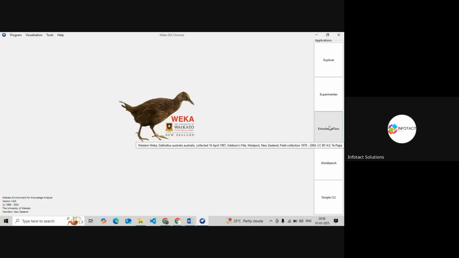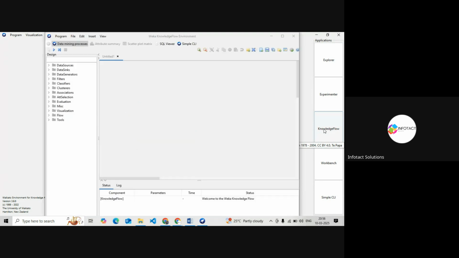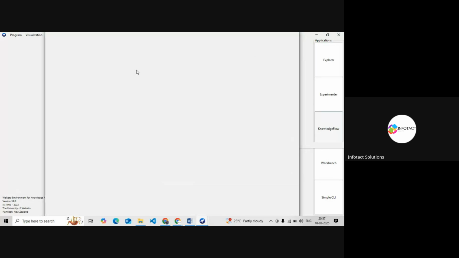So when it comes to the Knowledge Flow, it means a visual programming environment for designing the machine learning workflow, and it enables users to drag and drop components like the dataset, algorithm, and evaluation metrics. Dataset, various algorithms, evaluation metrics, all those things. So here you can use it. It is a programming environment for designing machine learning workflow. You can go for this. You can use this for programming.